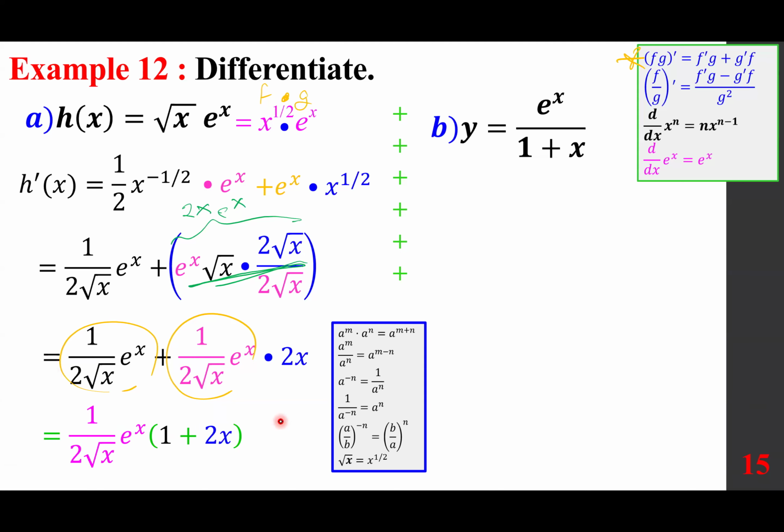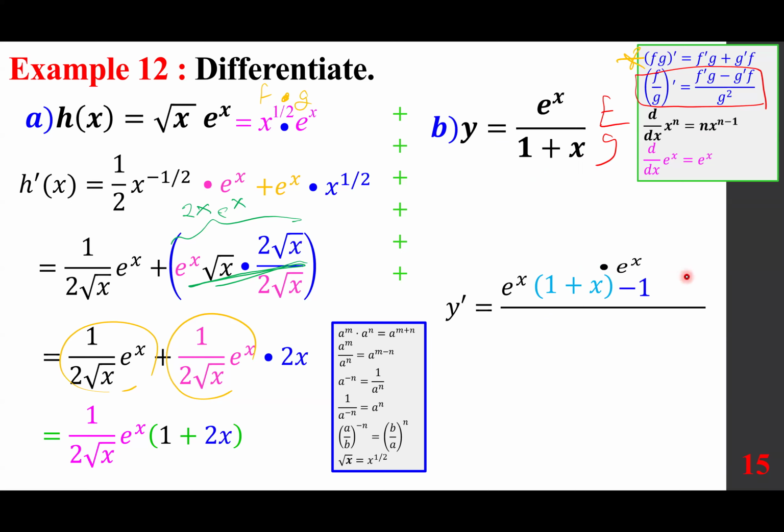Y equals e to the power of x over 1 plus x, and we are going to write f over g, meaning we are going to use the quotient rule on that. Therefore, I'm going to need f prime g minus g prime f over g squared. So f prime is e to the power of x itself times g, just the denominator, minus g prime. The denominator gives us just 1, so minus 1 times f, which is e to the power of x, and then over g squared. Just write the denominator and square that.